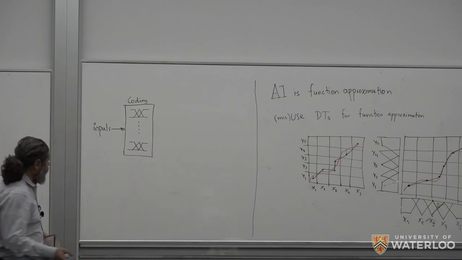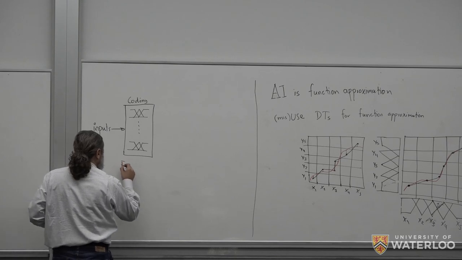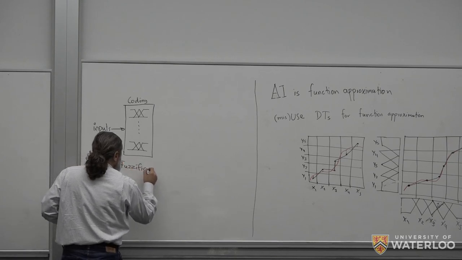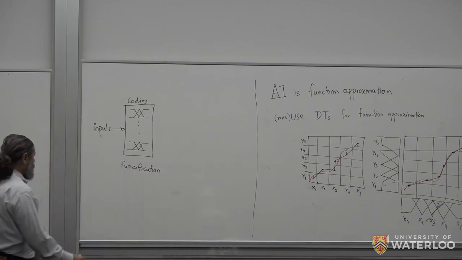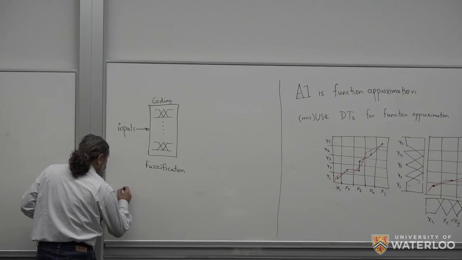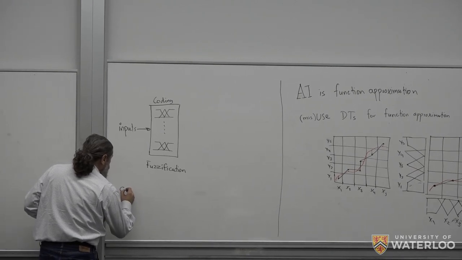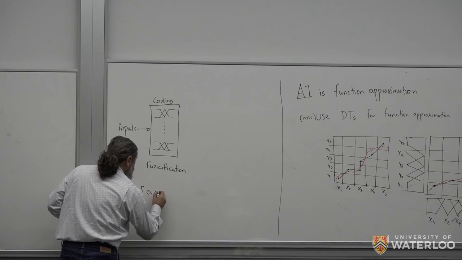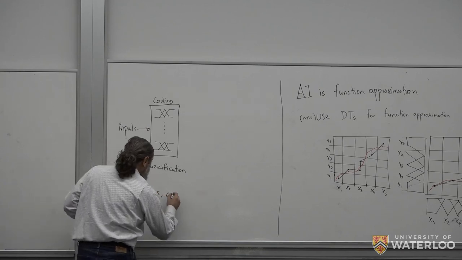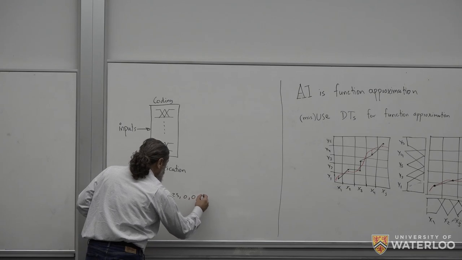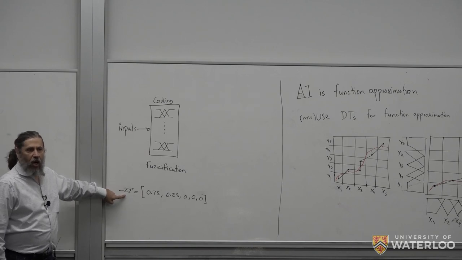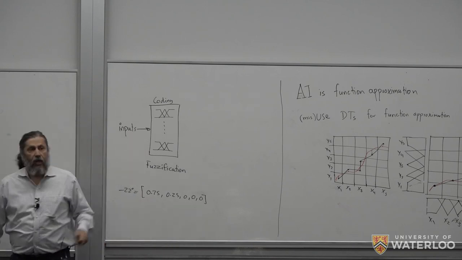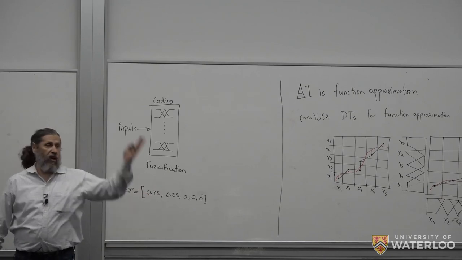So the input comes in, and you put it through some membership functions. This step is called fuzzification. So you fuzzify your input. The example was that we said, what was it, cold temperature? No, it was minus 22 degrees, which was 0.75. Let's make him happy, 0.25. 0, 0, 0. That's the encoding. So minus 22 degrees becomes encoded as a vector, in this case five numbers, because I chose five membership functions.